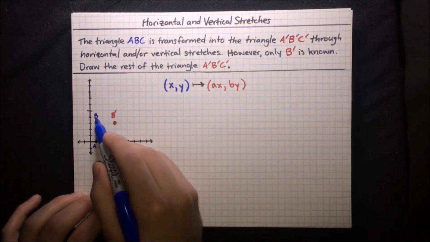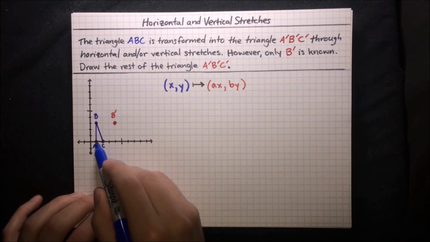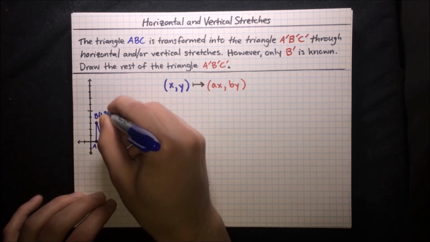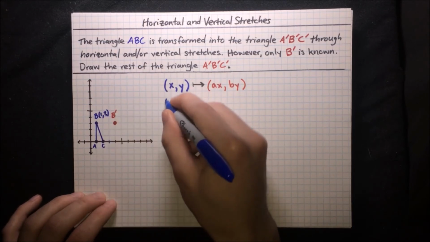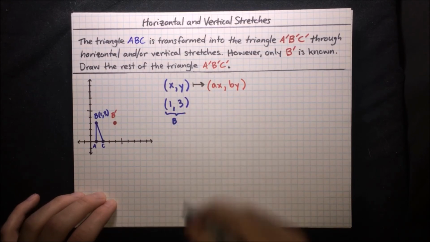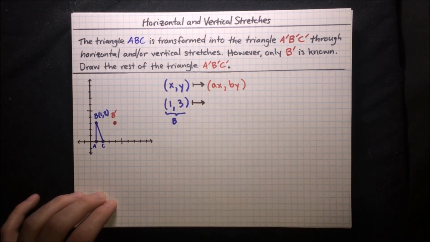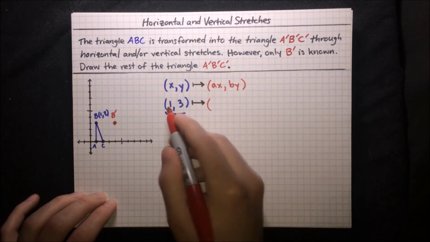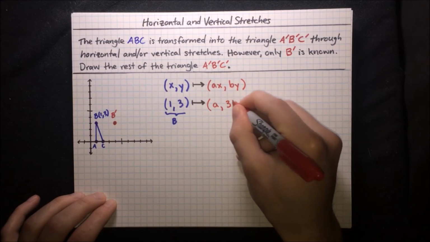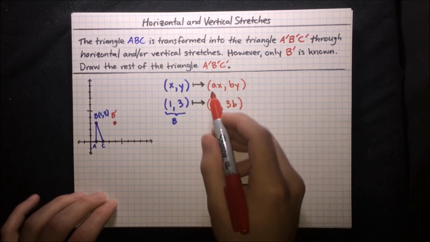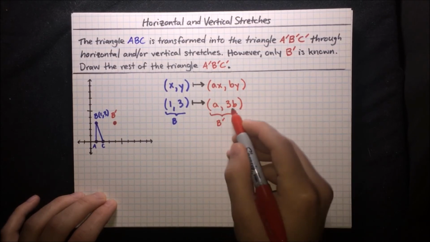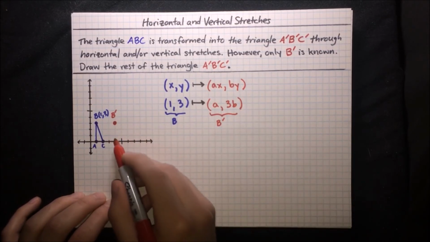Alright, so first of all, what is the point B? B is over 1, up 1, 2, 3. So B is the point 1, 3. So this transformation takes that point 1, 3, which is B, and transforms that into the point a times 1, so just a, and then b times 3, so just 3b. So if the stretch factors are a and b, then the point B prime needs to take this form a, 3b. But we're given B prime on the graph too.